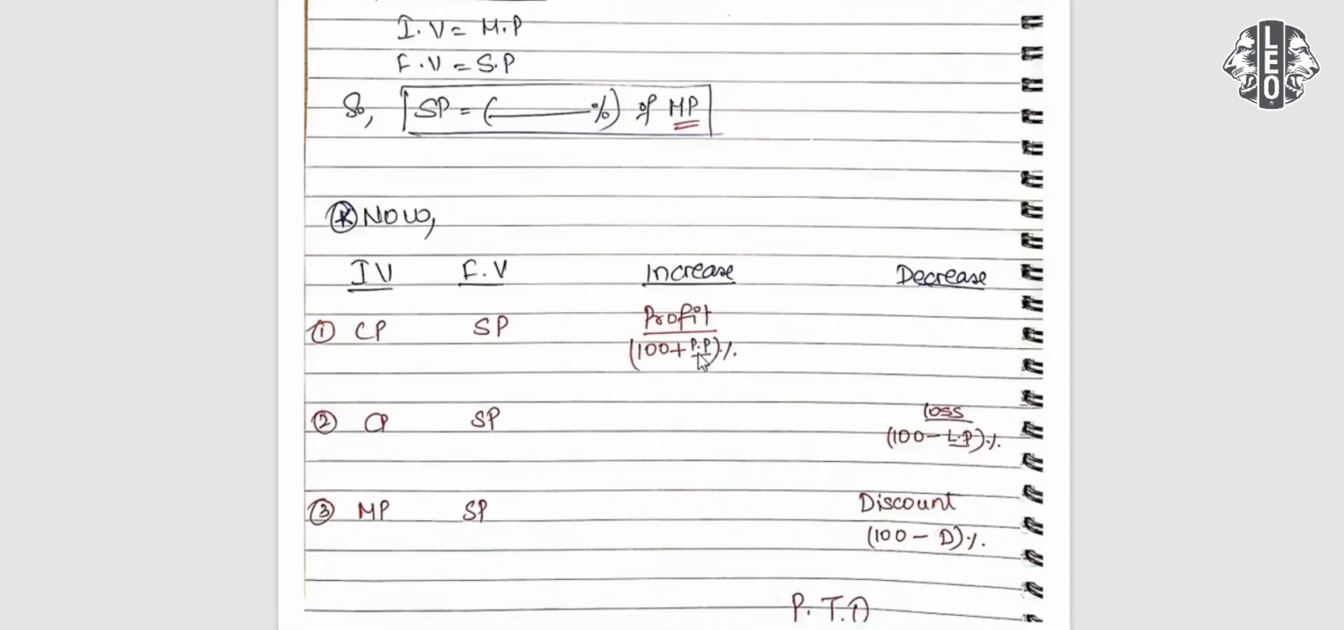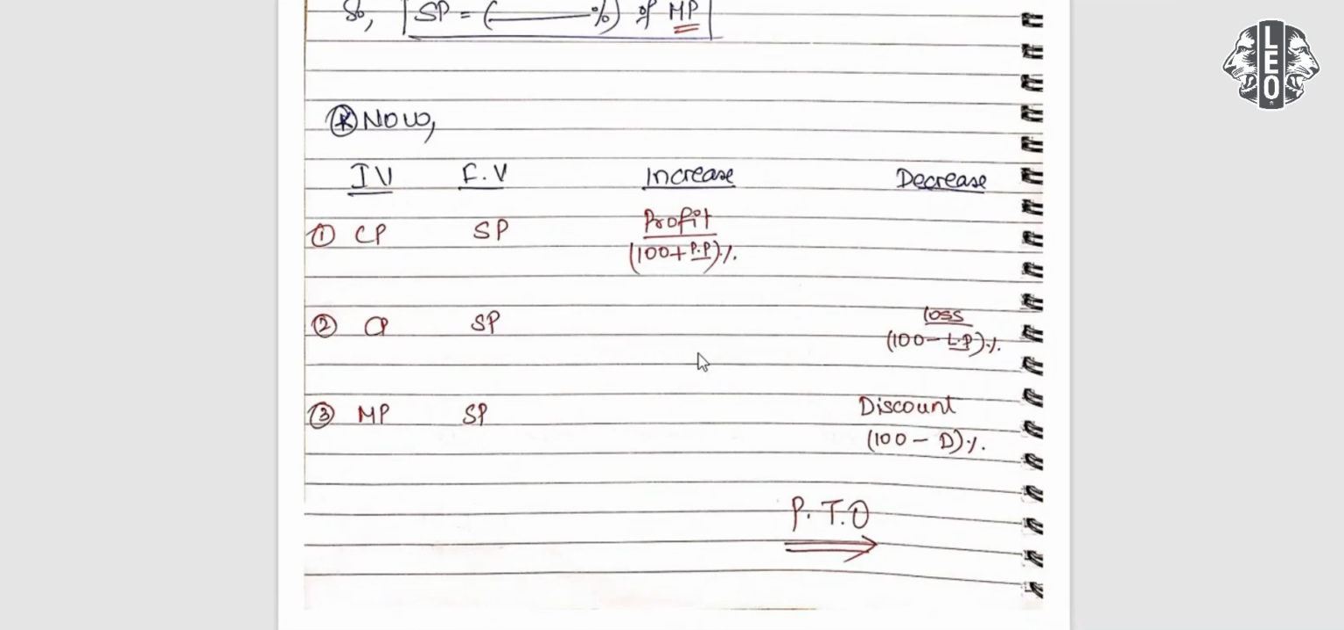Okay. So I have put together a small table. First is your profit. For profit, there is going to be an increase, a gain, a growth. So for profit, the initial value is going to be your cost price. The final value is going to be the selling price.